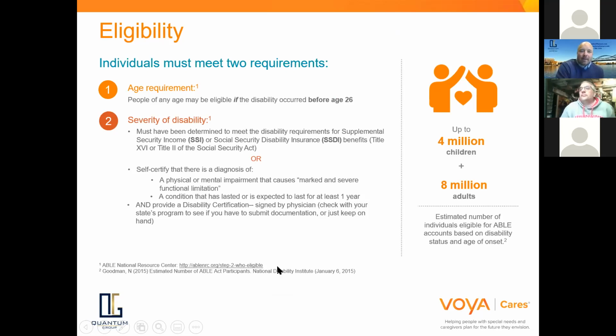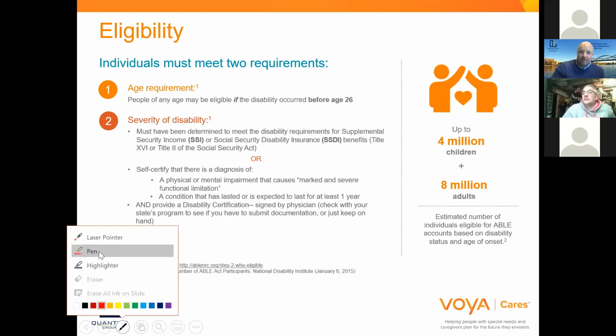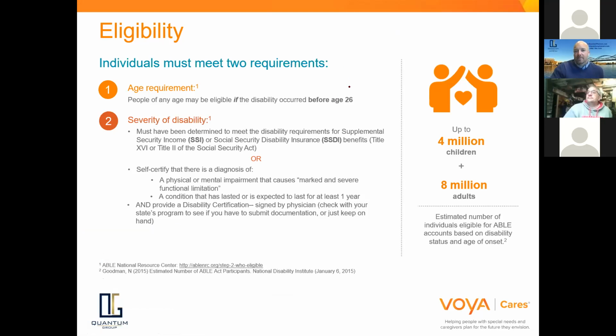So the next step, and a couple of questions we've had already in the chat with this, is what's the eligibility? There's a couple of rules that apply. One rule is that your disability has to have occurred prior to age 26. So there's an age requirement that runs with this account. I'll talk on the next screen about that a little bit more.